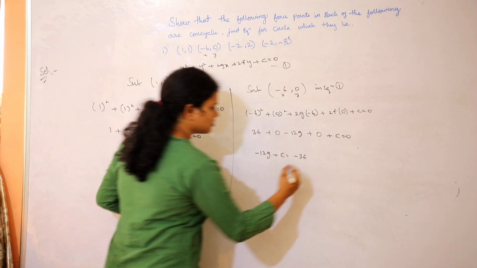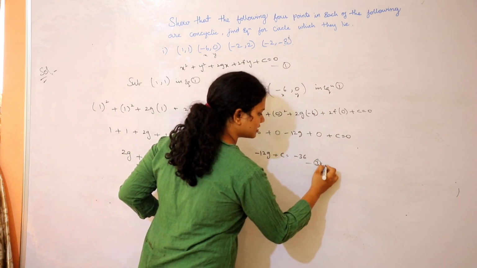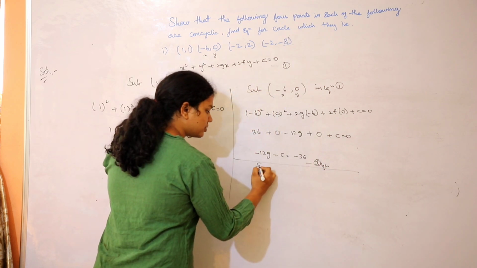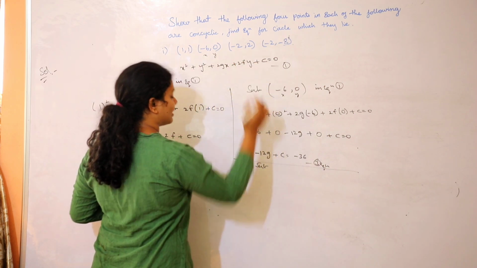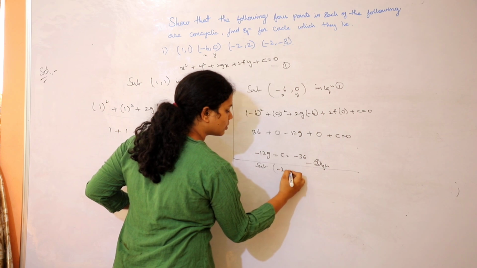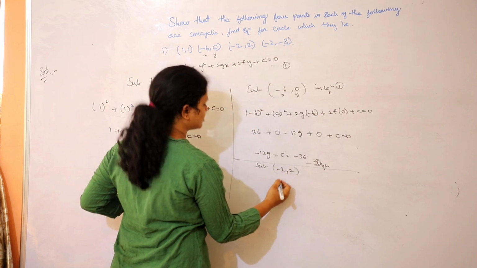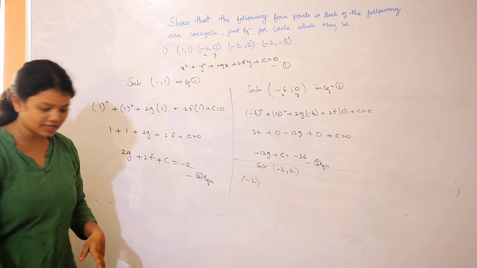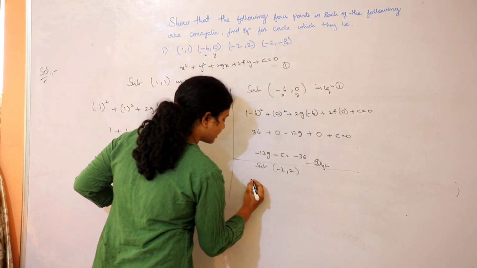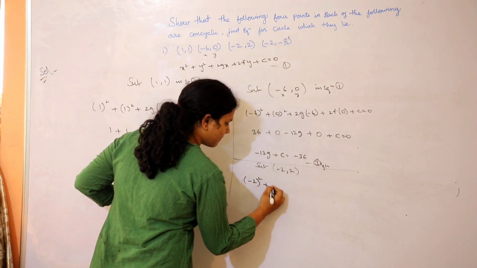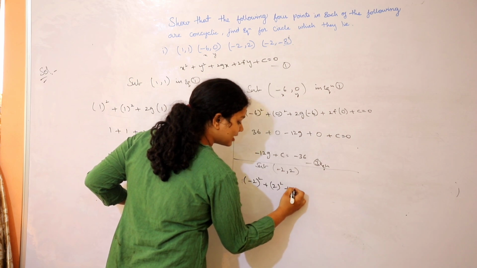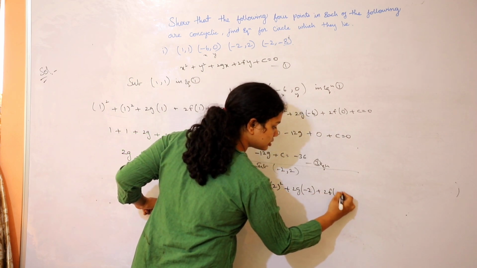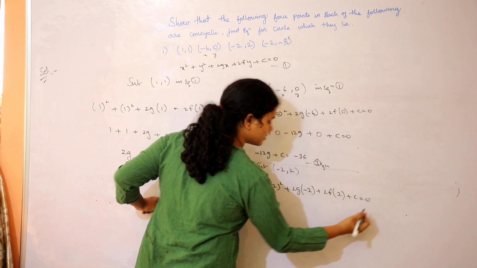Clear? So let this be the third equation, equation number 3. And now we are clear till here. Now again substitute this value, the third one: minus 2, plus 2. So let's say you substitute minus 2, plus 2 in this given equation, then this becomes minus 2 whole square plus 2 whole square plus 2gx, meaning minus 2, 2fy, meaning 2, plus c equal to 0.